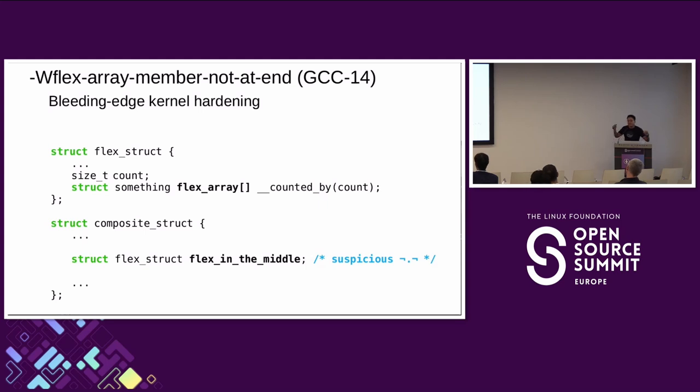We have objects of the type of a flexible structure in the middle of other structures. And that's an issue, because again, if we allocate heap space for those objects and we write data into them, we are going to run into undefined behavior again. We are going to corrupt the following adjacent members in that structure. So yeah, now it seems like we are playing whack-a-mole, right?